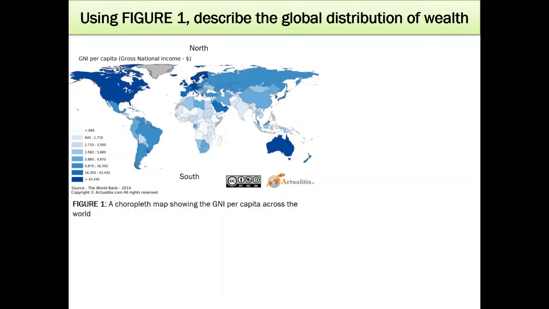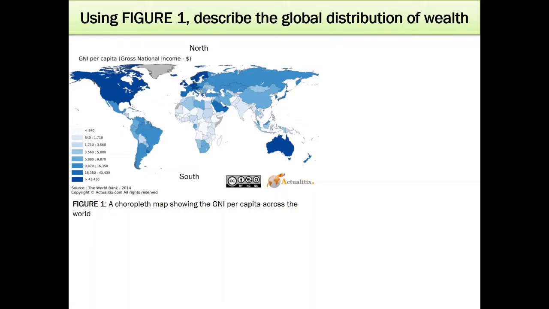So in front of you, you've got figure 1. This is a choropleth map showing you all the different countries of the world split up. Then they've been coloured using the key to tell you how much money each country makes on average. The actual graph is looking at GNI per capita. So GNI per capita is just how much money is made per person per year in each country. So it's an average of each person in each country. And the highest you can have is $43,430. The lowest you could have is $840 or below, okay?